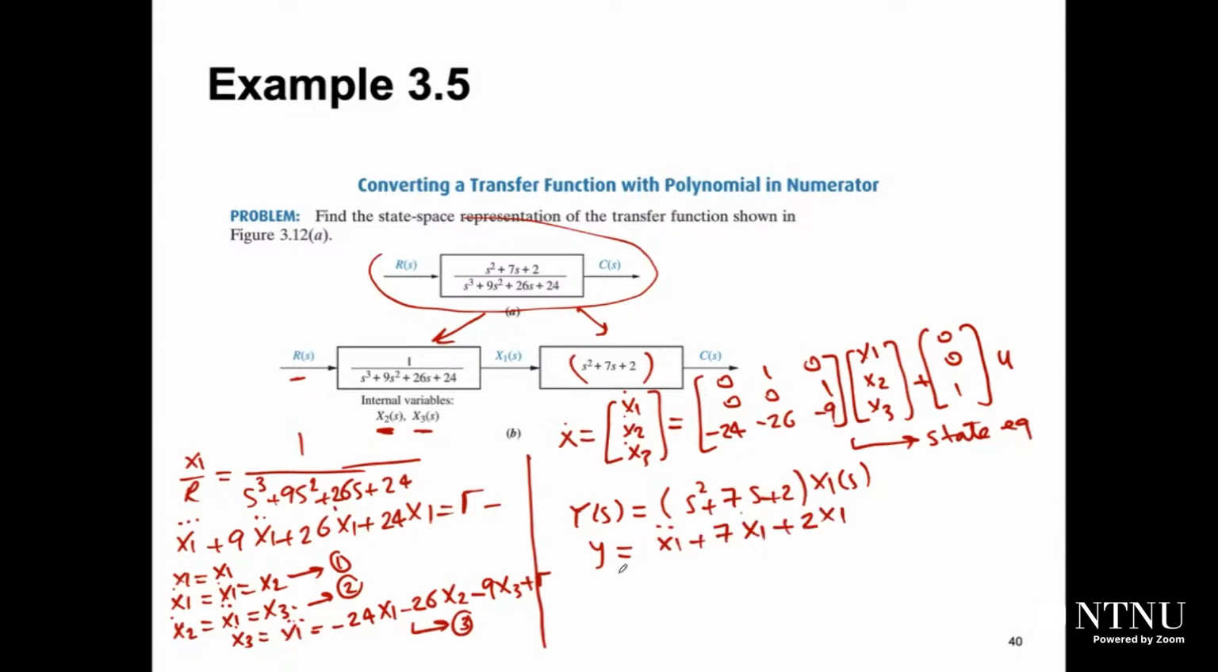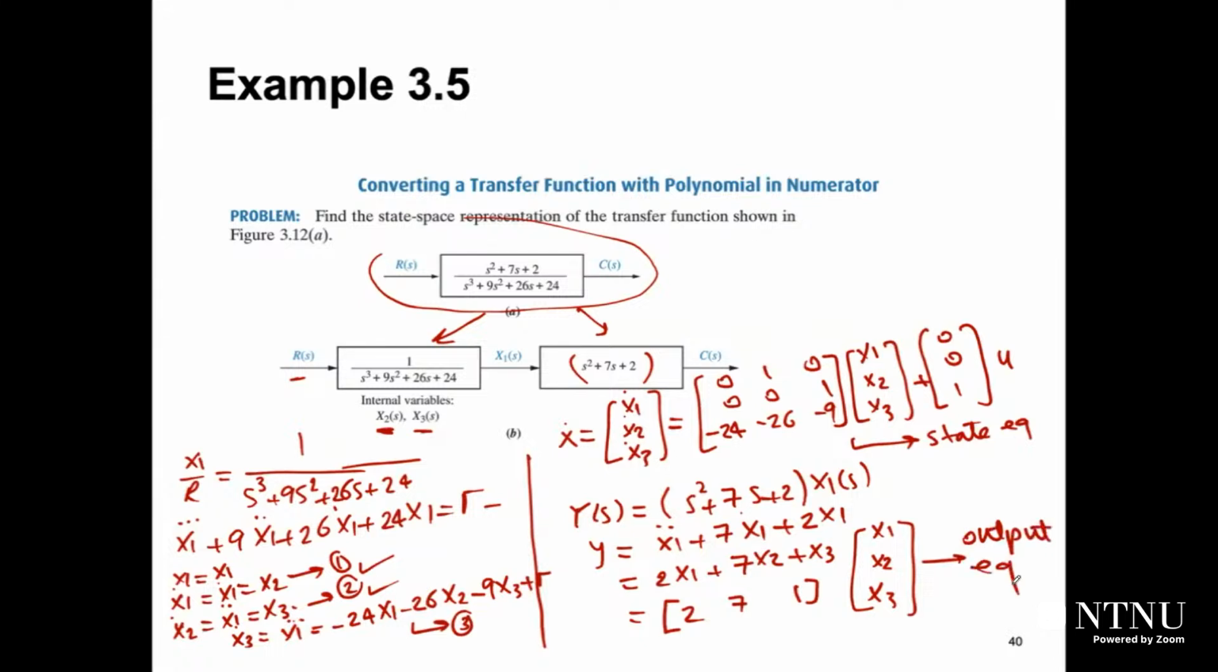Write it in a state equation. So it will be 2x1, because x1 is a state, plus 7 x1 dot. What is x1 dot? x1 dot is x2 from equation 1, plus x1 double dot from equation 2, which here is x3. So plus x3. Write it in matrix notation. We will have a vector multiplied by the state vector, which is x1, x2, x3. The coefficients here will be 2, 7, 1. So this is my output equation.